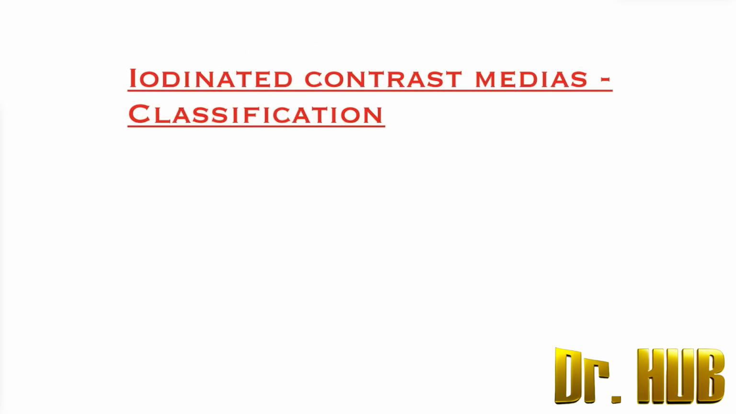Iodinated contrast media, and you're looking at its classification. Iodinated contrast media is divided into ionic and non-ionic. Now let's look at what is under the ionic. Under ionic, there can be monomer as well as dimer. So let's look at the monomer.